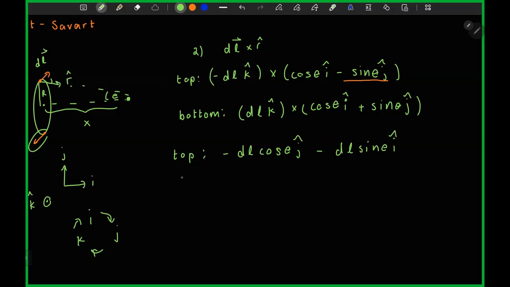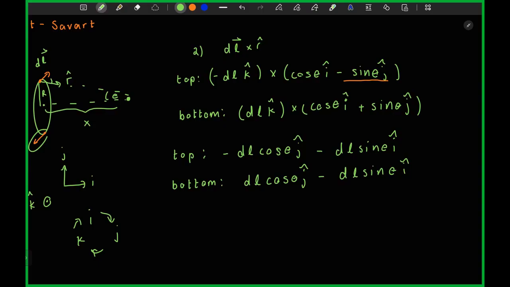Then if we look at the bottom, k cross i, as we said, is j, no additional negatives. So we get dl cos theta j. And if we then look at dl k cross sine theta j, k cross j goes opposite our arrows. And so we end up with negative dl sine theta i hat.